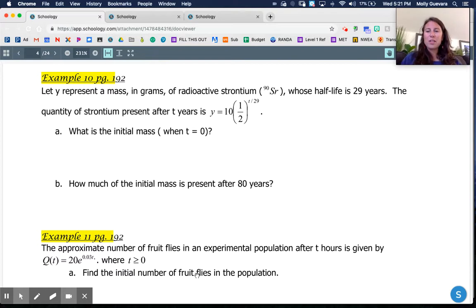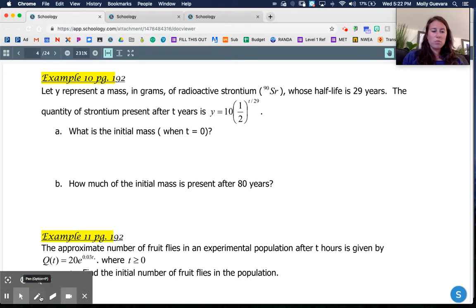Okay, so every 29 years, if I start with 100 grams or whatever, after 29 years, I'll have 50. And after another 29 years, I'll have 25. And after another 29 years, I'll have 12.5, right? So the quantity of this is given by the equation. We already know the equation, which is really nice.